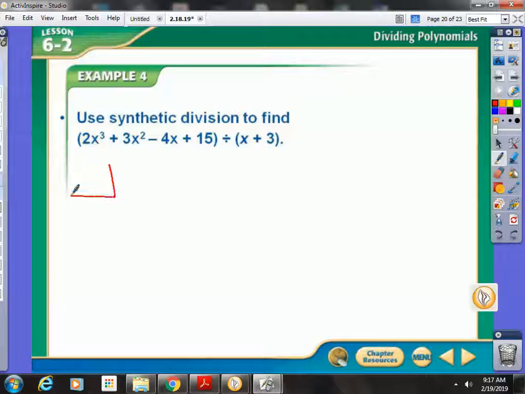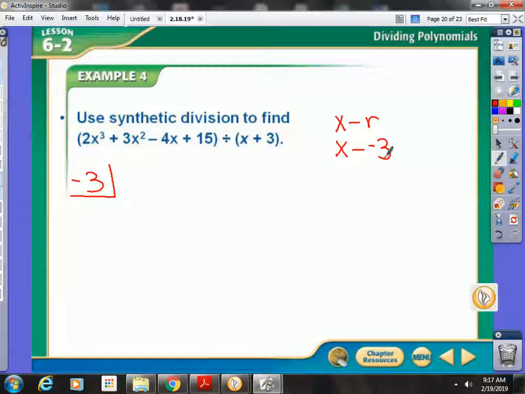I'm going to start with the little box off to the left. What number is going to go in that box? Negative 3. Let's talk about why before we go any further. The form has to be x minus r. Obviously that's a plus sign there, but if I make it x minus a negative 3, isn't that the same thing as x plus 3?